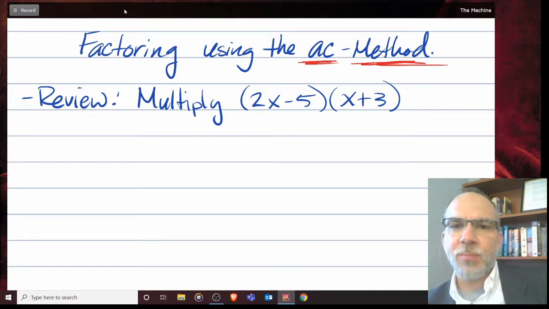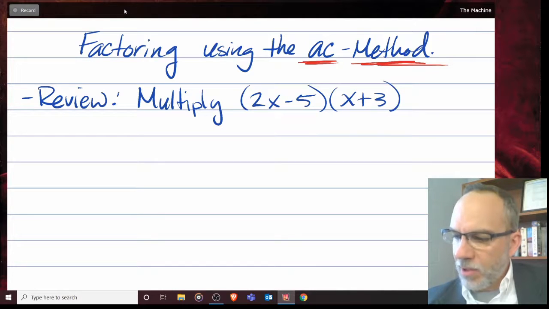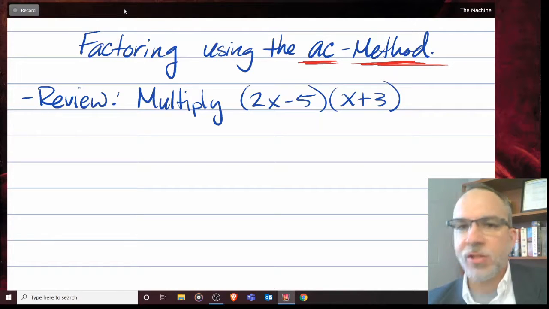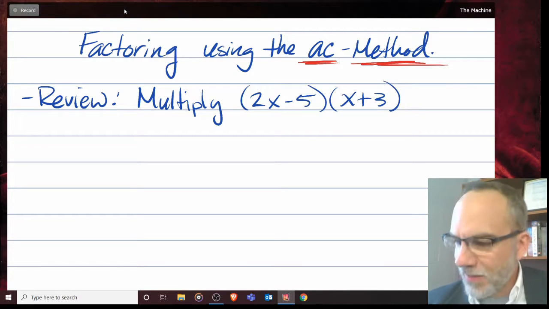Go ahead and press pause in the video and multiply these two binomials that you see here. Multiply 2x minus 5 times x plus 3. Go ahead and pause the video and start back up when you're finished. Okay, are you done? Let's see if we get the same thing.